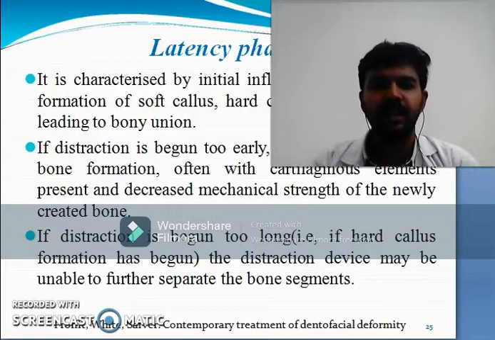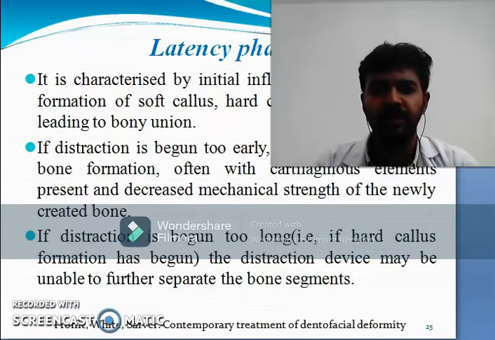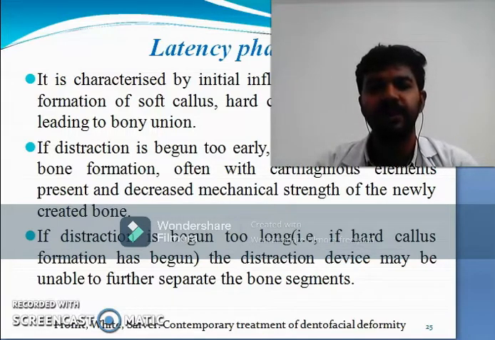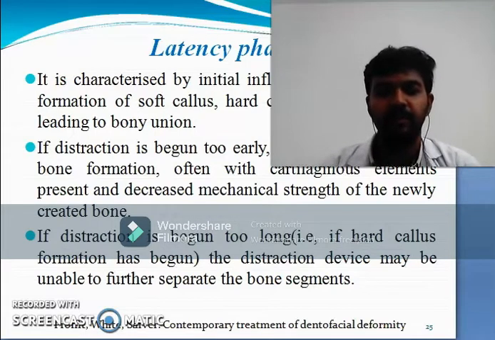Latency phase. It is characterized by the initial inflammation followed by the formation of soft callus, hard callus, and calcification leading to the bone union. If distraction is begun too early, the result is decreased bone formation, often with cartilaginous elements present, and decreased mechanical strength of the newly created bone. If the distraction is begun too late, then the distraction device may be unable to further separate the bone fragments.